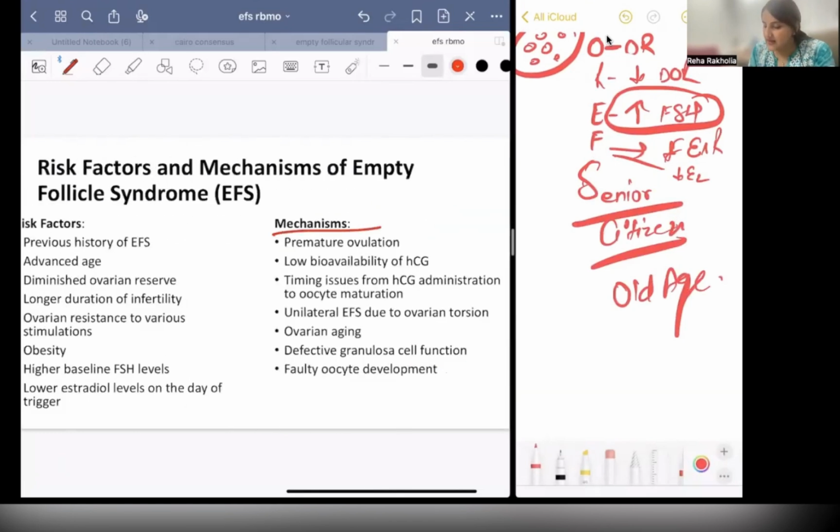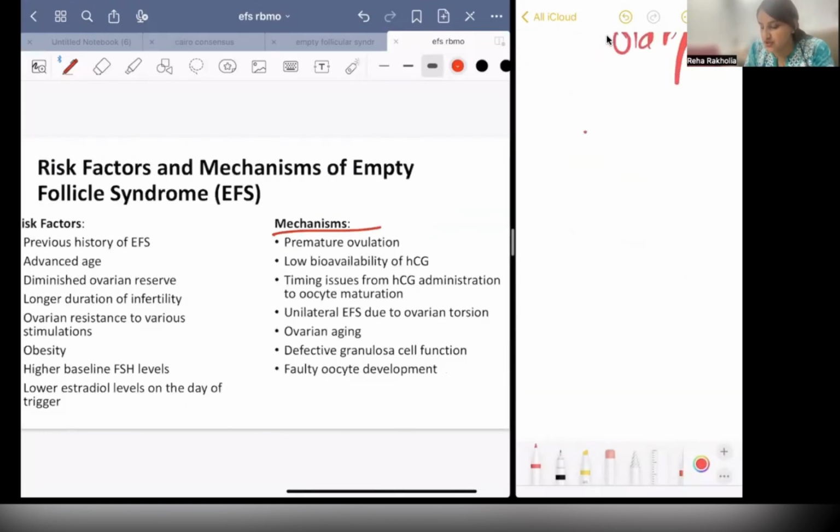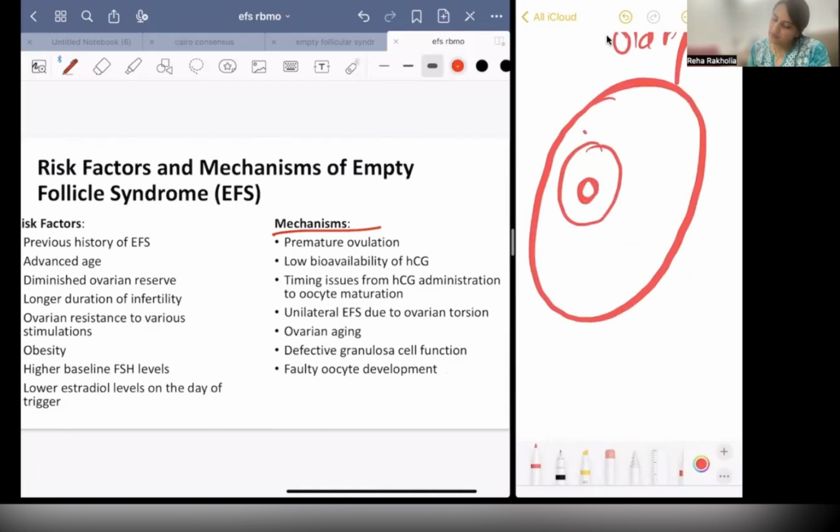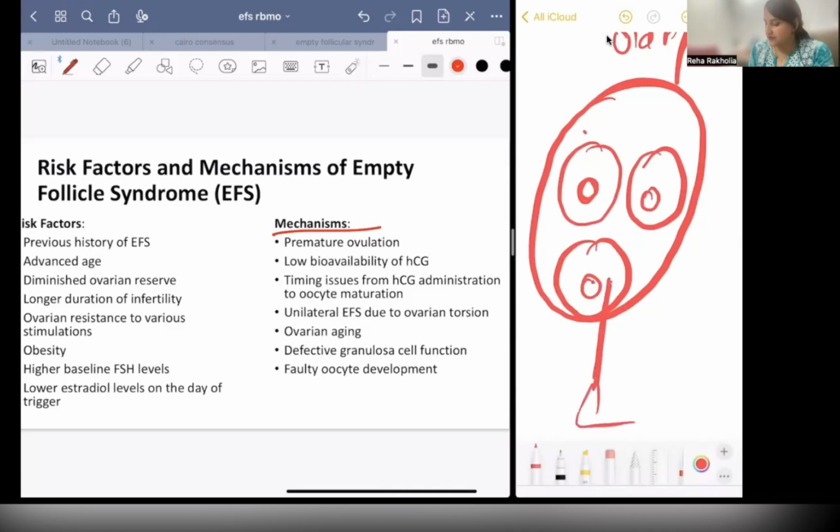The mechanism is either that ovulation has occurred prematurely. If ovulation has occurred, this was a follicle, this was the oocyte. What we do in OPU is, this is the follicle, this is the oocyte, one needle is passed through this follicle and this is sucked, and through this needle we collect it in the tube. So we collect the oocyte in the tube.